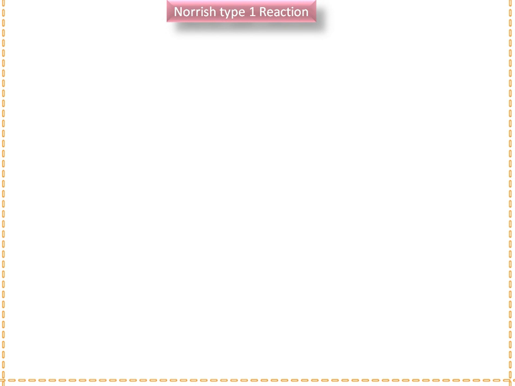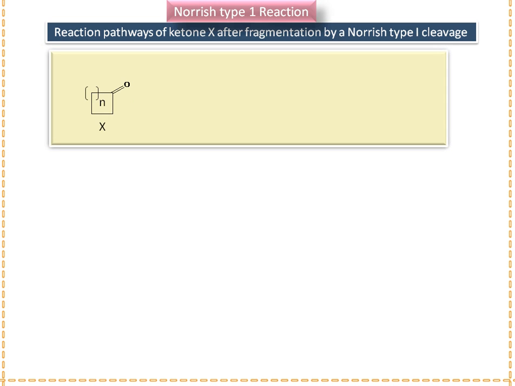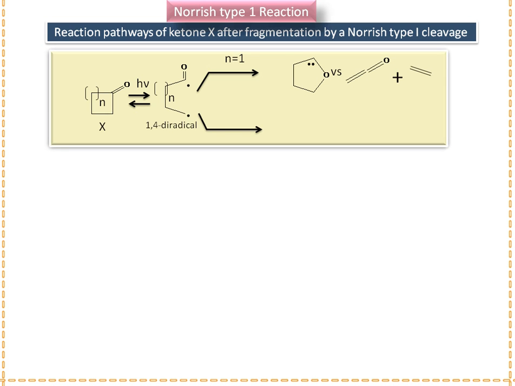Now we see Norrish type 1 reaction. Alpha cleavage of photoexcited carbonyl compound, so-called Norrish type 1 cleavage, leads to cleavage of carbon-carbon bond. This scheme gives simplified view of the possible pathways accessible by this reaction, starting from generic cyclic carbonyl compound X to explain the different products observed.